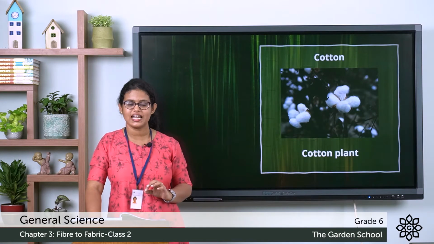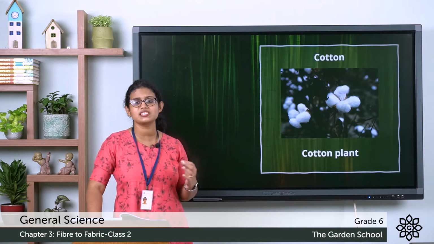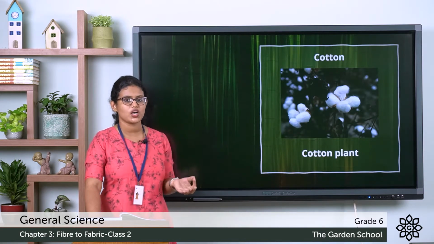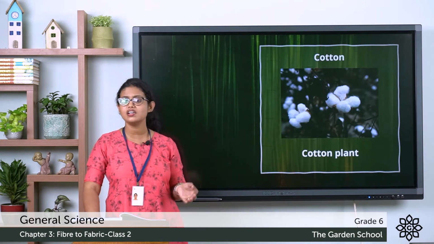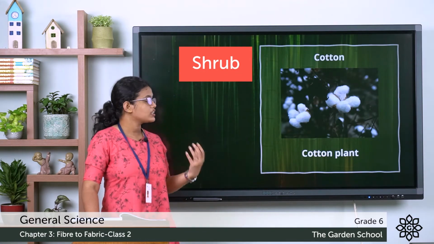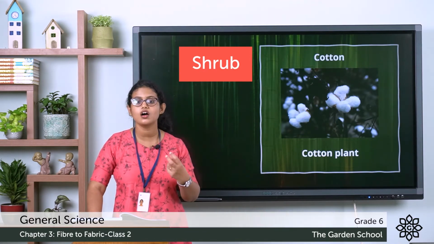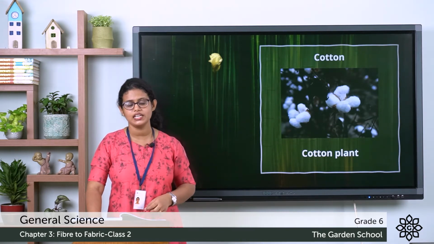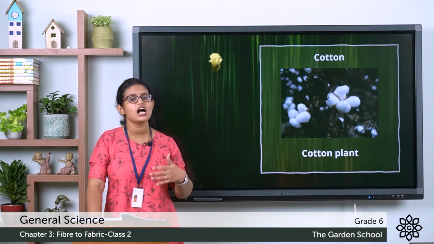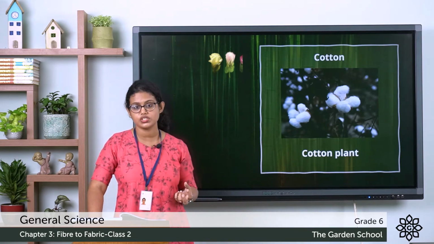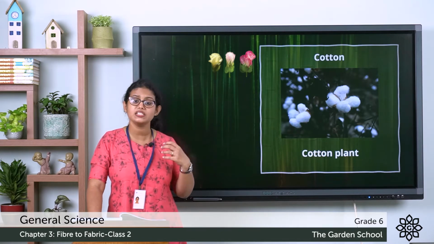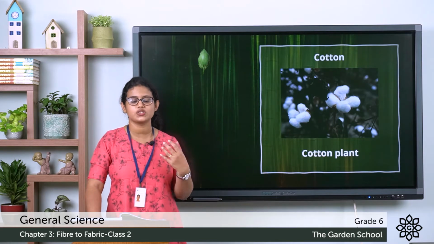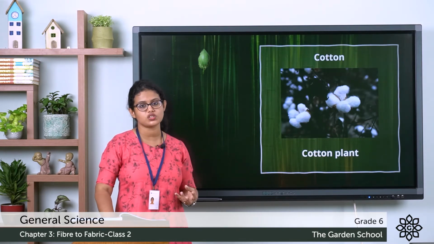Another important thing is that it is a medium-sized plant which can be categorized as a shrub. So cotton plant can be categorized as a shrub. So this cotton plant produces flower which is in yellowish white color. Then you know what happens after few days? After few days, it changes into pink red and slowly it changes into cotton balls.